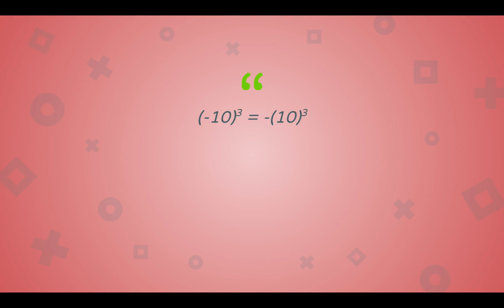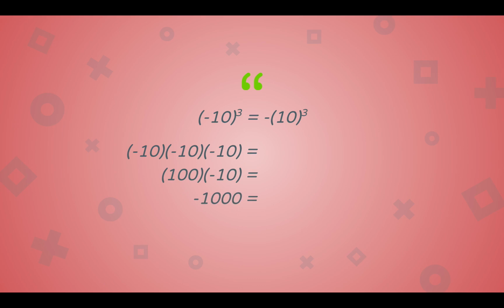Negative 10 cubed is equal to the opposite of 10 cubed, and here's why. Negative 10 cubed, the base is negative 10, because it's in parentheses. So that's negative 10 times negative 10 times negative 10. Order of operations, we multiply left to right. So negative 10 times negative 10 is 100, times that negative 10, we get negative 1,000.